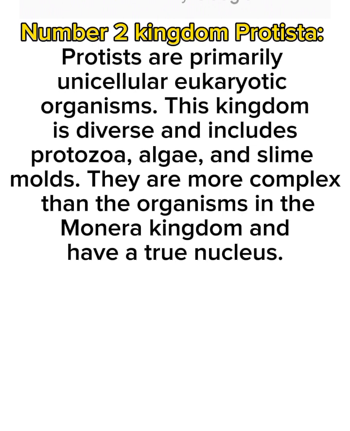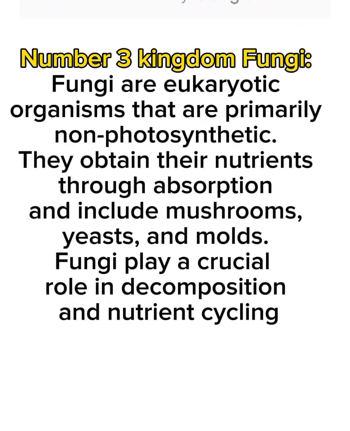Number 2. Kingdom Protista. Protists are primarily unicellular eukaryotic organisms. This kingdom is diverse and includes protozoa, algae, and slime molds. They are more complex than the organisms in the Monera kingdom and have a true nucleus. Number 3. Kingdom Fungi. Fungi are eukaryotic organisms that are primarily non-photosynthetic. They obtain their nutrients through absorption and include mushrooms, yeasts, and molds. Fungi play a crucial role in decomposition and nutrient cycling.